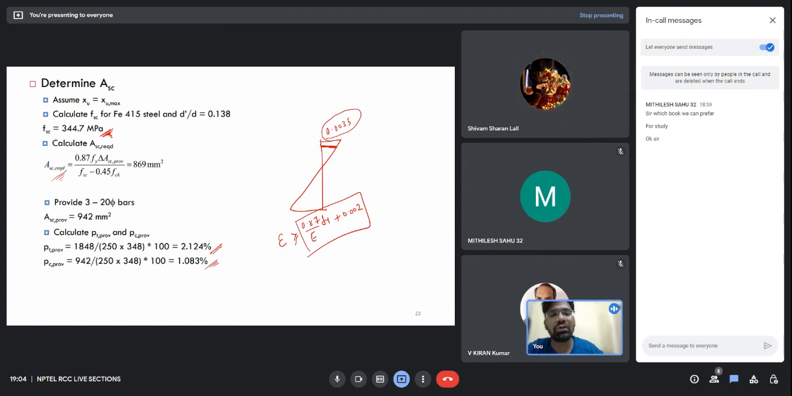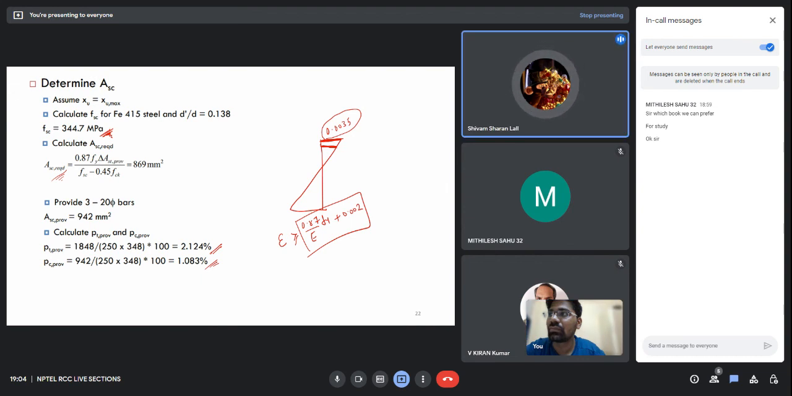Yeah, I know what you are saying, but the standard definition we are taking is that we are always considering the strain in the concrete to reach 0.0035, because we want to utilize the maximum concrete strain, because concrete is a cheaper material than steel. Steel is costly, so we want to use the maximum strain in the concrete rather than in the steel.